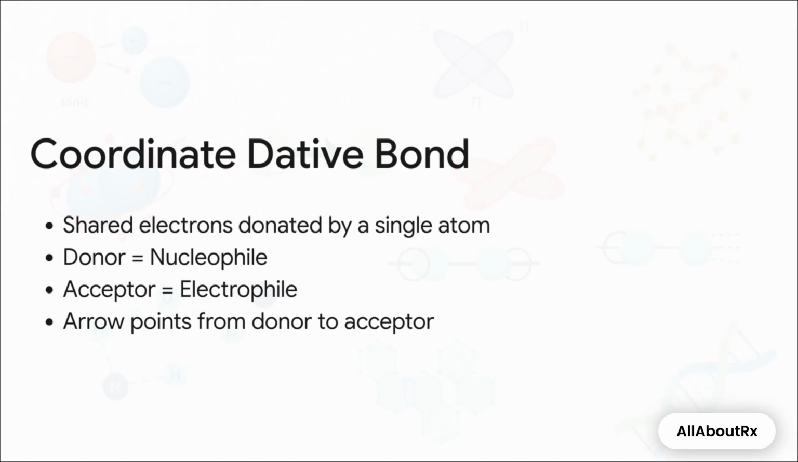We also have a very unique type of covalent connection called a coordinate or dative bond. Unlike your standard covalent bonds where each atom chips in one electron, here a single atom donates both of the shared electrons. The donor atom is the nucleophile and the acceptor is the electrophile. And when you're drawing this out, it's simply represented by an arrow pointing straight from the donor to the acceptor.